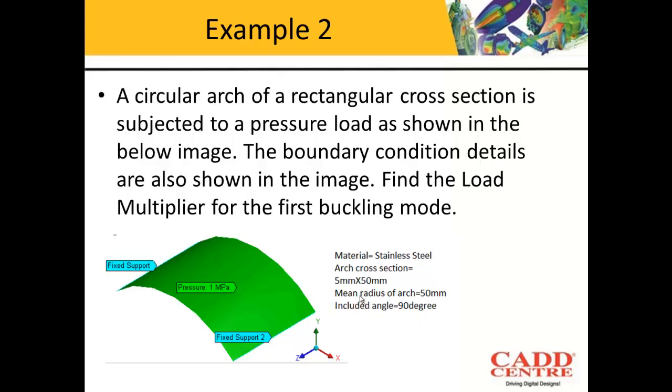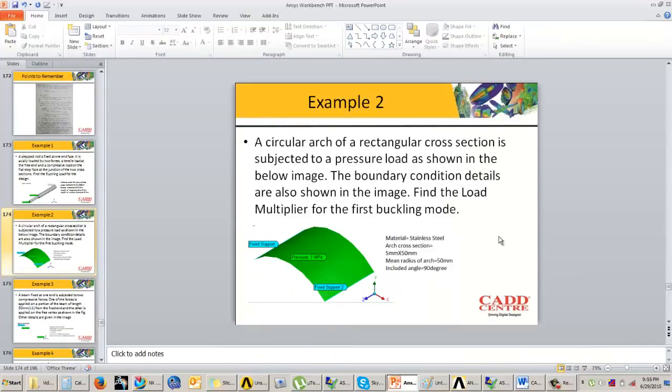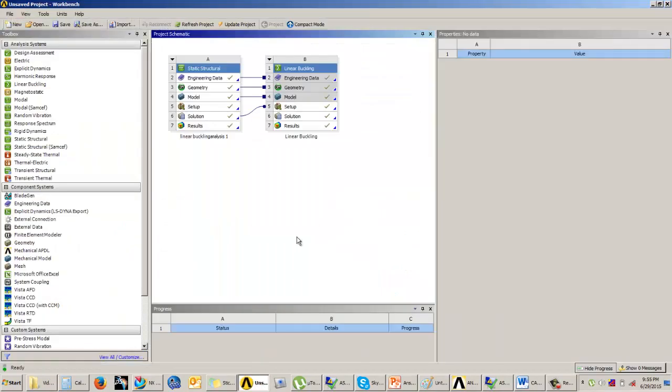Okay, so now in this condition you can see that as per the dimensions given, the thickness of the model is very small. So rather than creating this as a 3D model, we can consider this to be a 2D model. Okay, so let us see how to perform this analysis in Ansys Workbench.